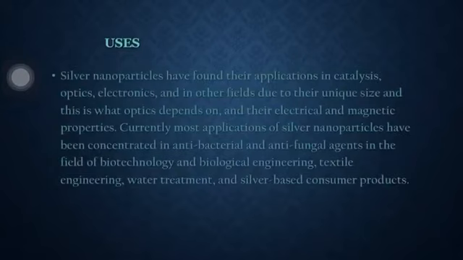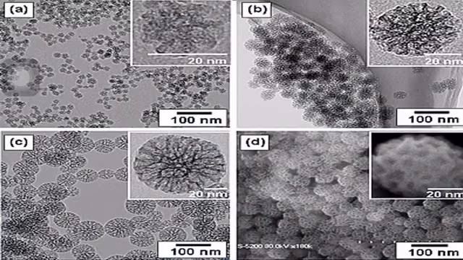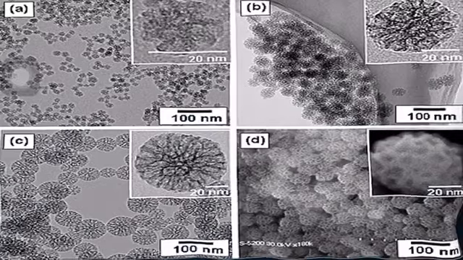The uses. Silver nanoparticles have found their applications in catalysis, optics, electronics, and in other fields due to their unique size, and this is what optics depend on, and their electrical and magnetic properties. Most applications of silver nanoparticles have been concentrated in antibacterial and antifungal agents, in the field of biotechnology, biological engineering, textile engineering, water treatment, and silver-based consumer products. This picture shows how nanoparticles appear in the microscope.